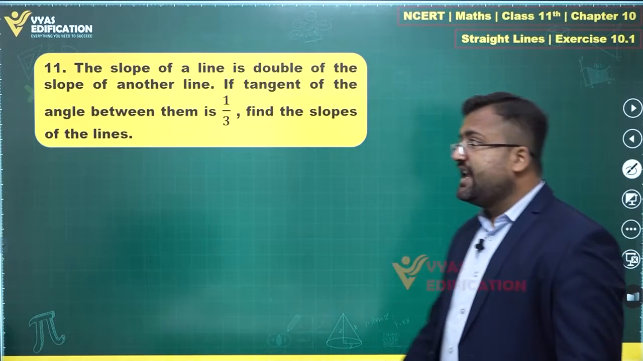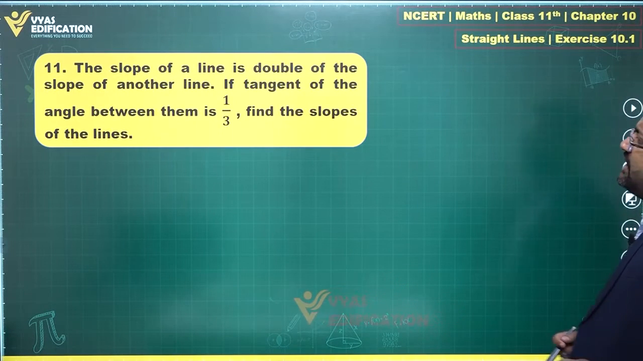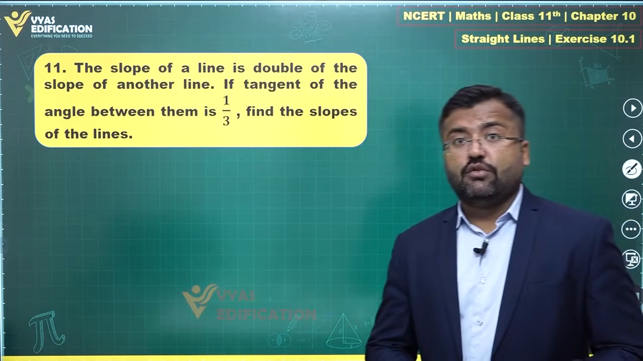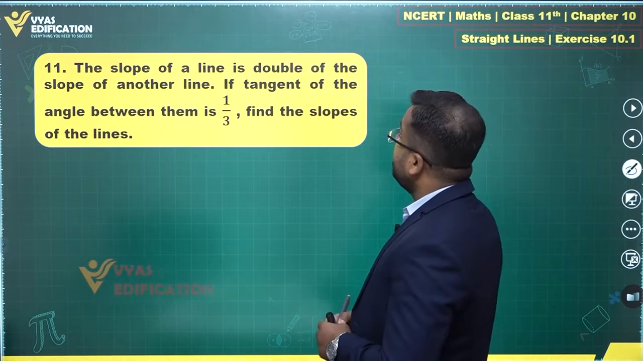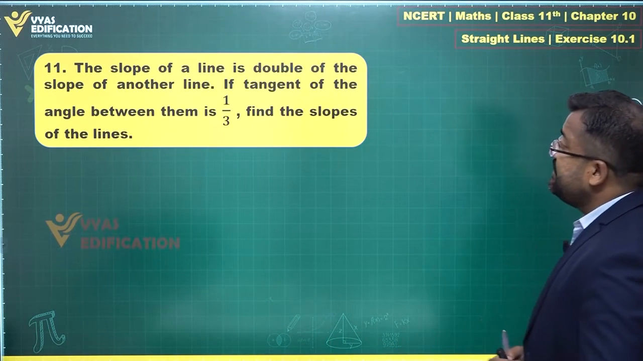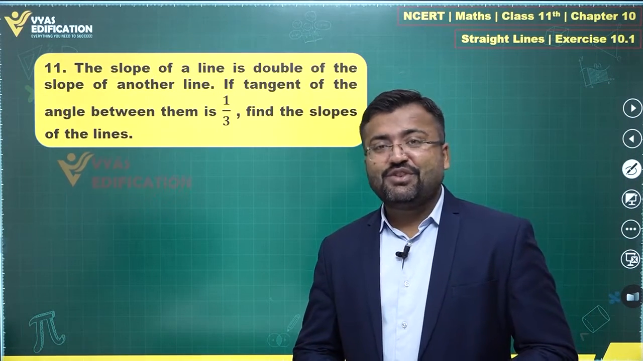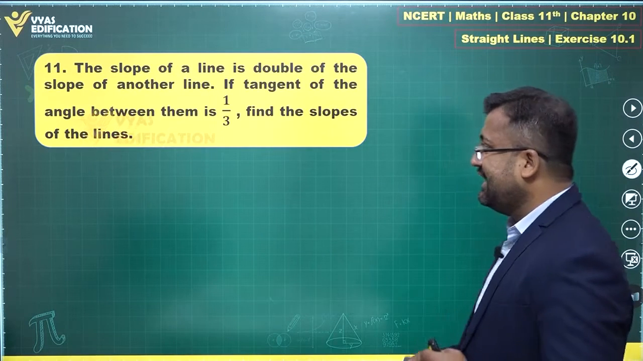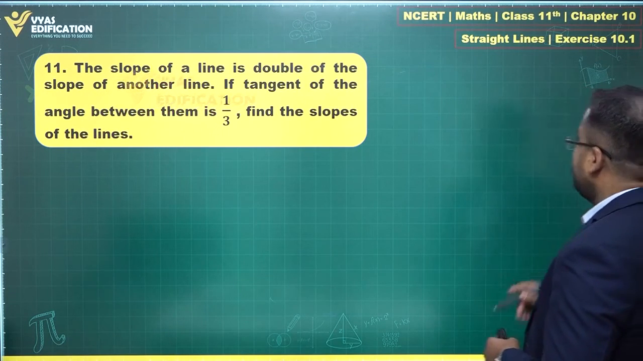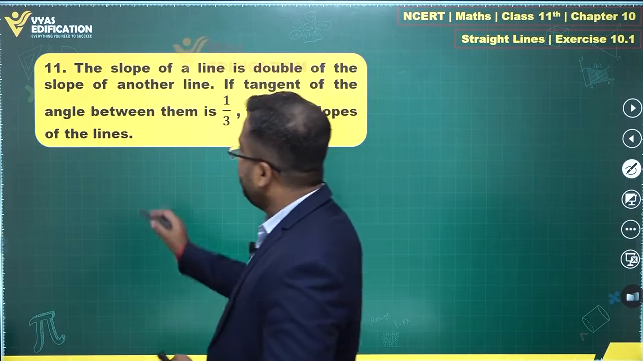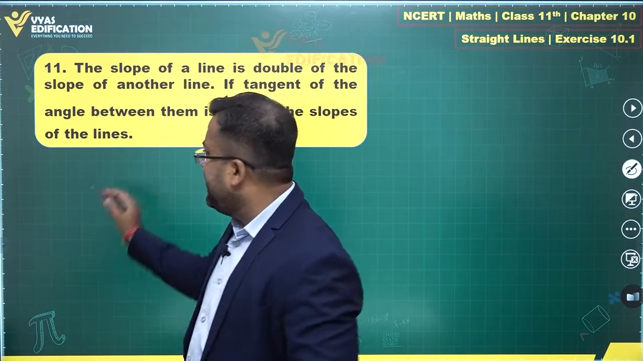The 11th question says that the slope of a line is double the slope of another line. If the tangent of the angle between them is 1 by 3, find the slopes of the lines. Pretty interesting. A concept which we have just discussed has come back again in front of us. So what will we do in this case? The angle between lines can be dealt with very easily.